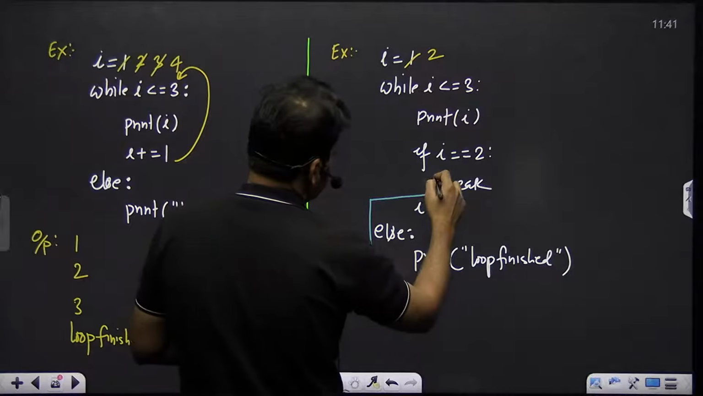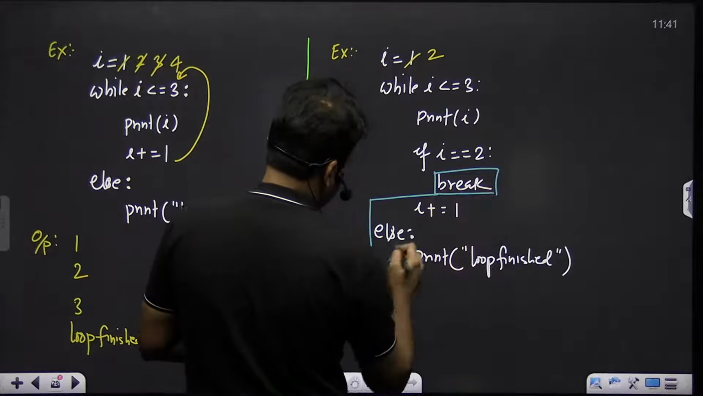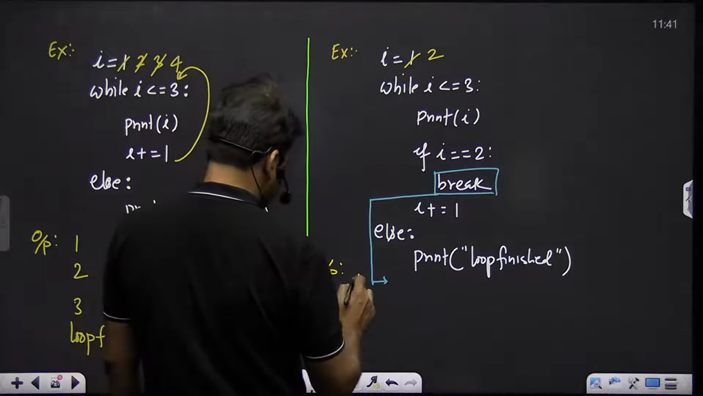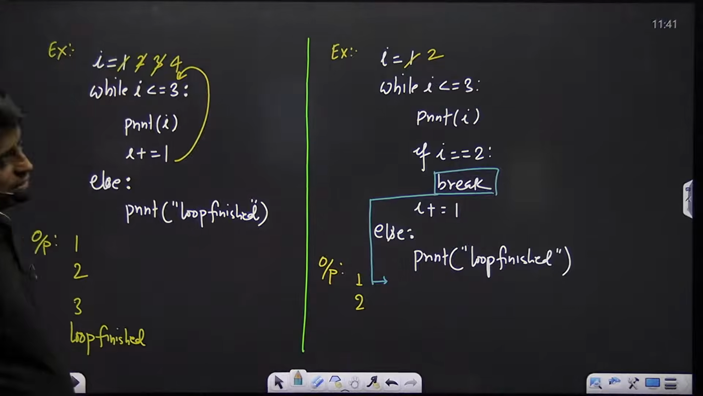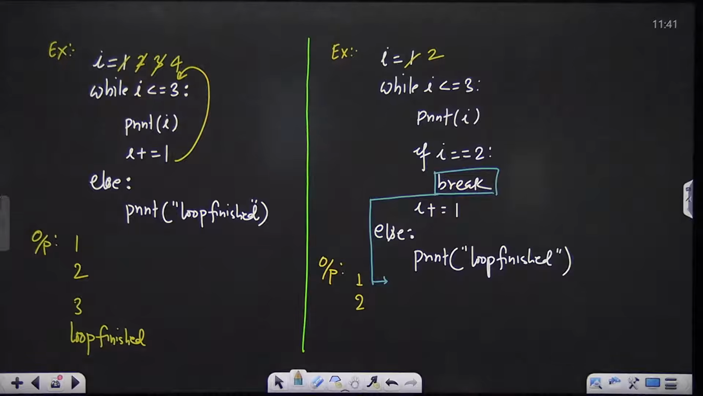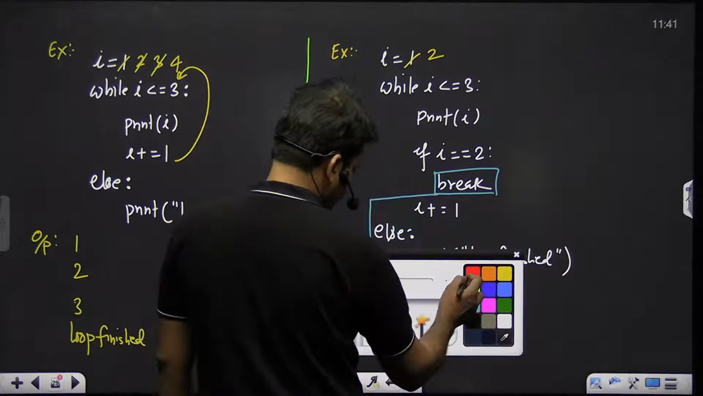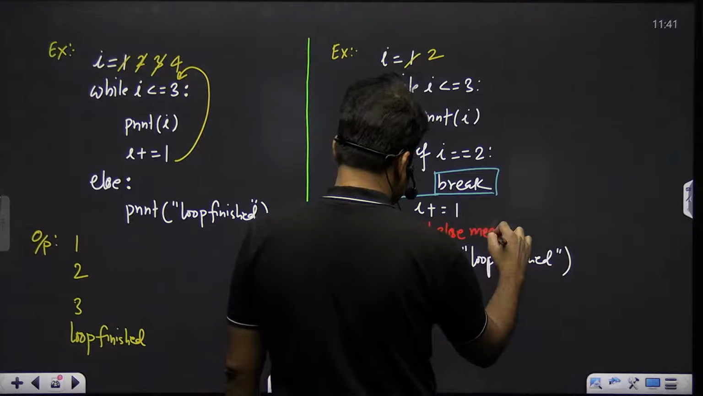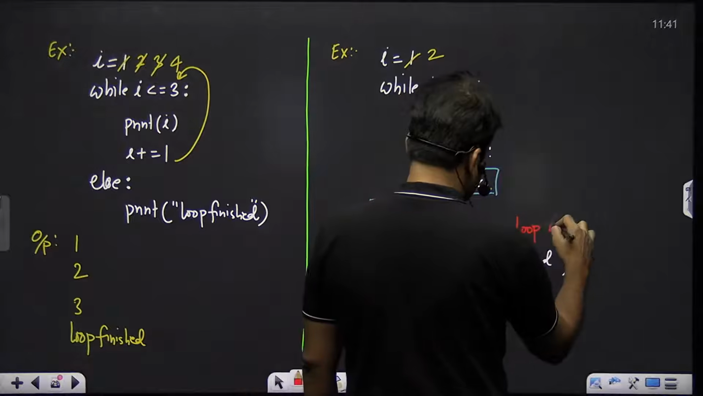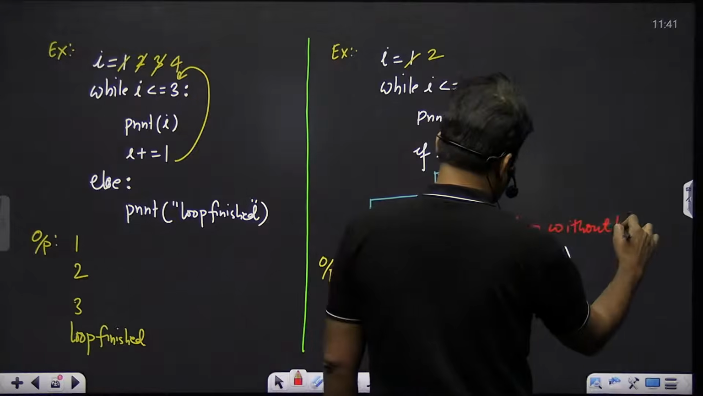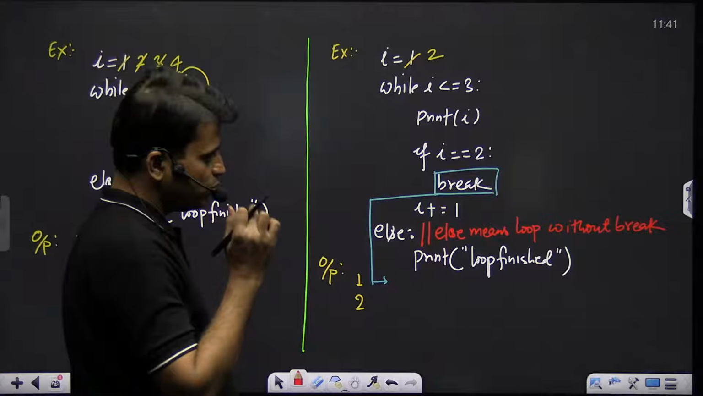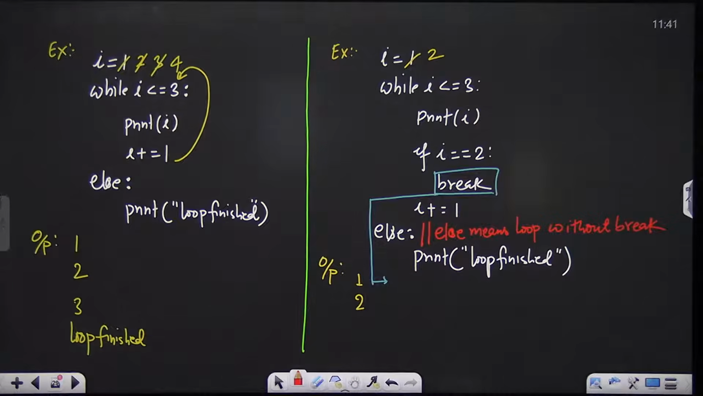If break is executed, then you exit from this entire while loop structure, student. Okay, then the output is what, sir? 1 2. Else means what, sir? Else means loop without break. Understood, student? So the answer is 1 2.